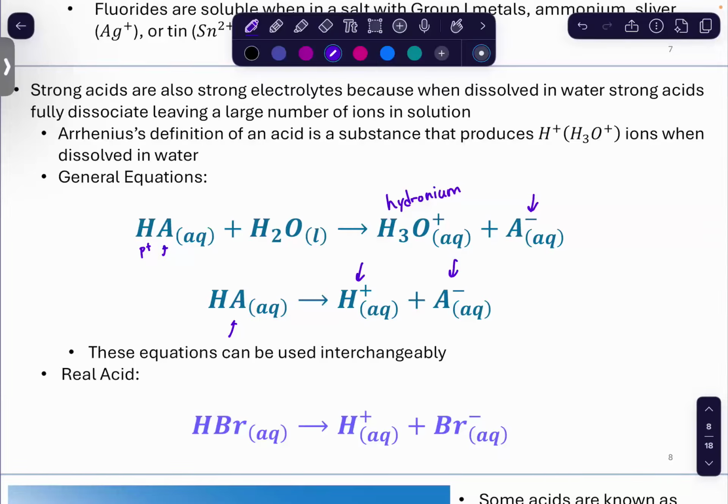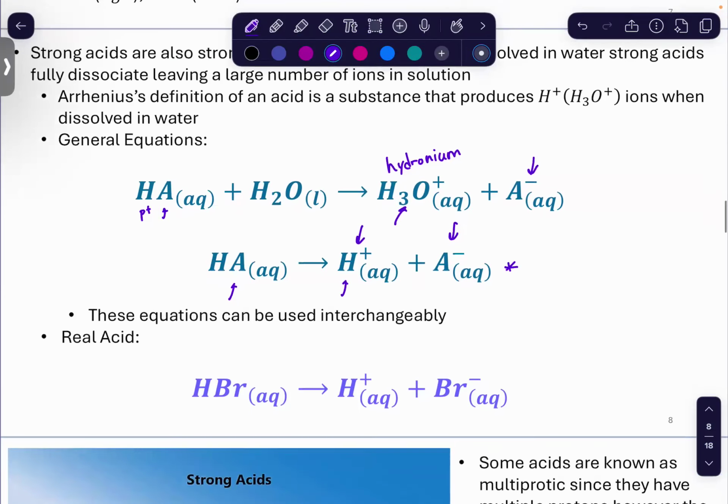Again, you're going to see chemistry use this second one quite a bit as a shorthand, knowing, as we talked about, that these protons don't just exist in nature. What you're actually getting when you mix an acid into water is these hydroniums that are acting as your protons. So, as you can see here, if we look at a real acid, we have hydrobromic acid. That's going to be a strong acid. It's going to fully dissociate, which means all of the hydrobromic acid molecules are going to break apart into protons and bromide ions.